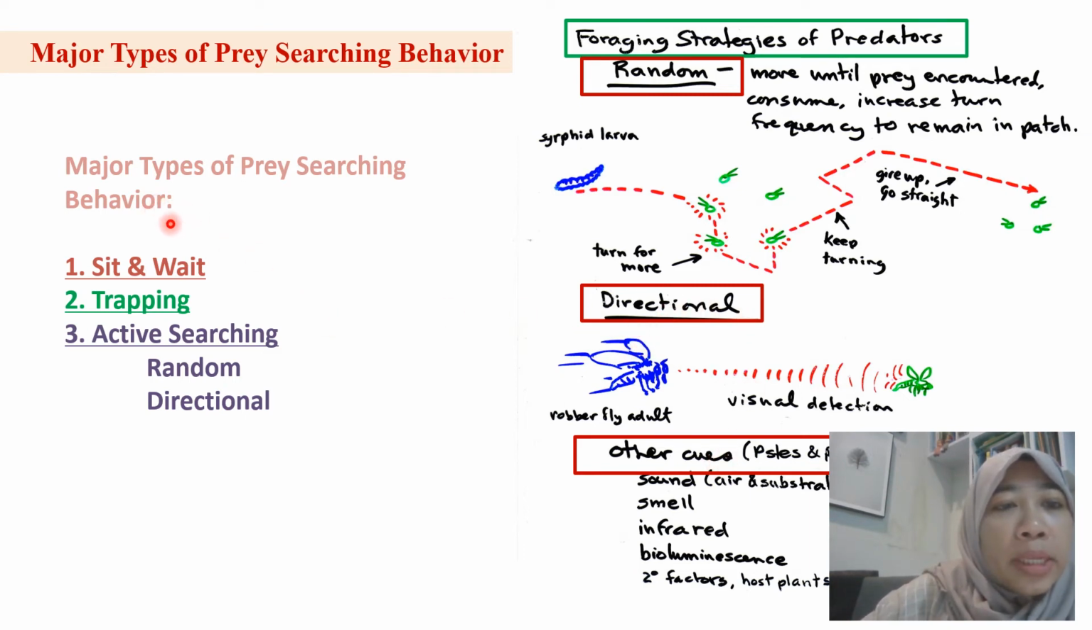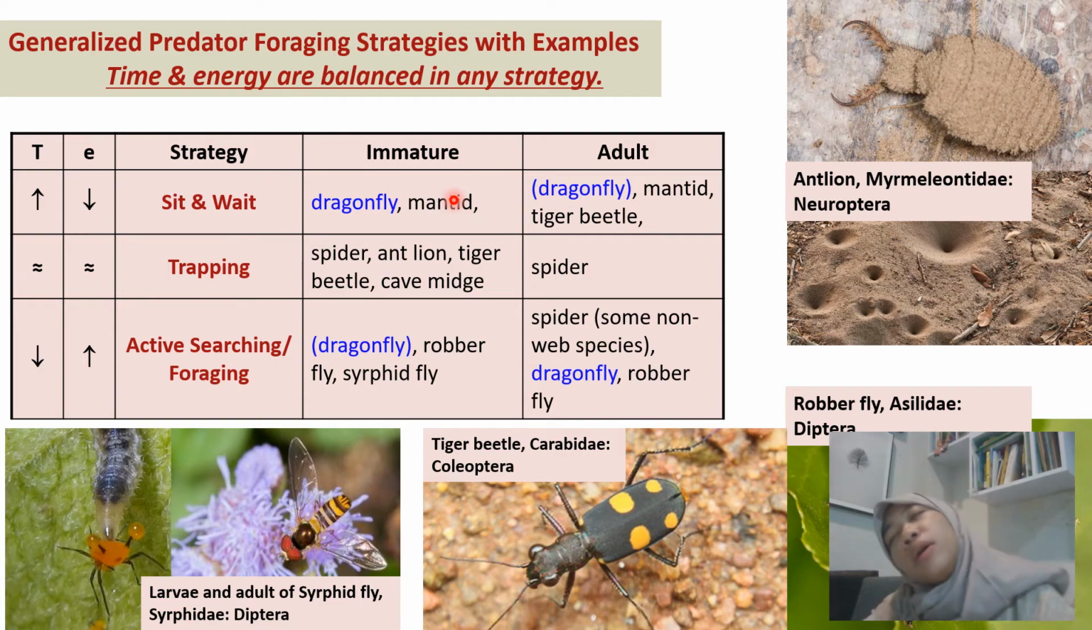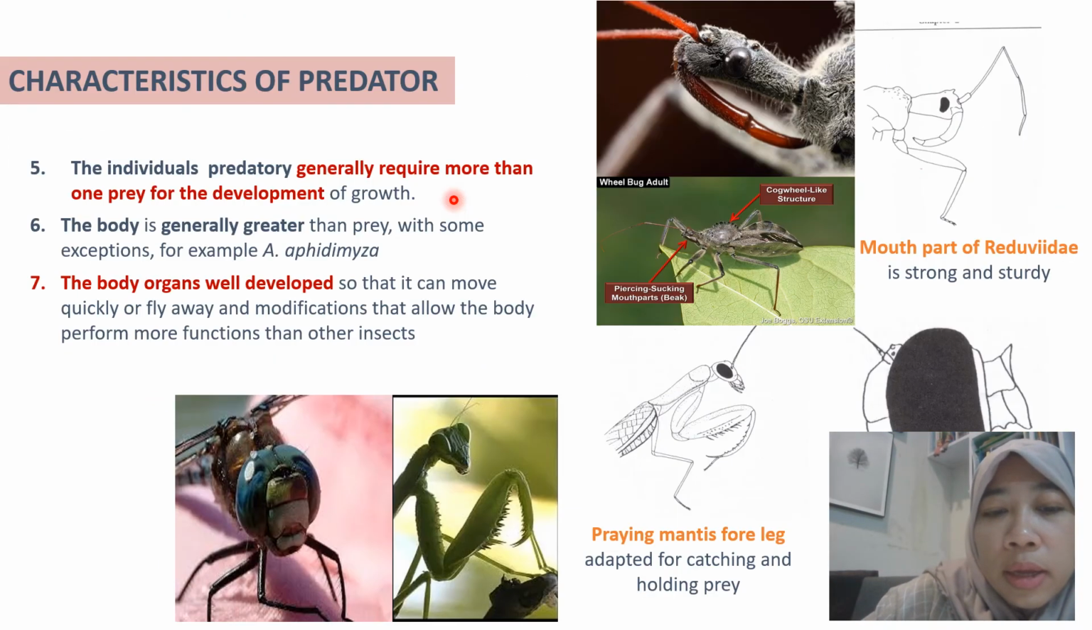Major types of prey searching behavior, there are three: sit and wait, trapping, and active searching. What differs in sit and wait? Sometimes dragonfly and mantid. Dragonfly, what is it called? Dragonfly is Odonata, yeah. This is a dragonfly.